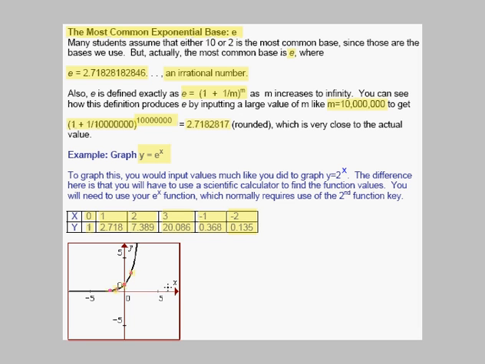This graph levels off to the x-axis, so that means it has a horizontal asymptote of the x-axis. It never touches the x-axis, however. And we get this L-shaped curve, just like all the other exponential function graphs we've seen. In fact, it looks an awful lot like 2 to the x. It's just a little steeper because the base is a little bigger.